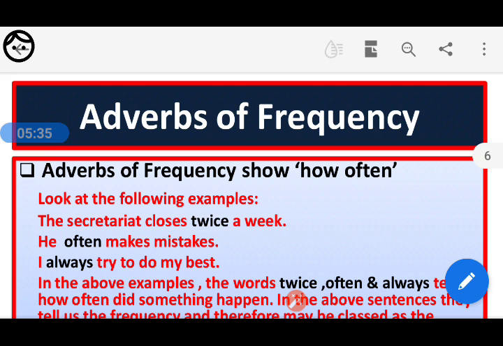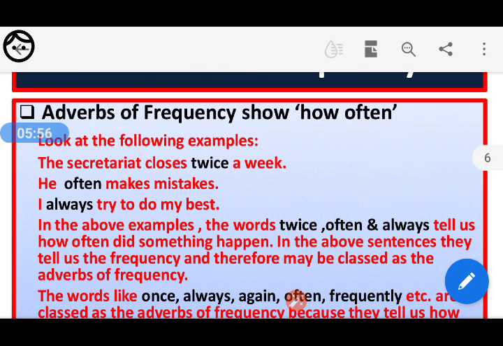The secretariat closes, but it closes twice a week. He makes mistakes, but how often? He makes mistakes often. He often makes mistakes. I try to do my best, but how often do you try to do your best? You always try to do your best, or I always try to do my best. In the above examples, the words twice, often, and always tell us how often something happens.